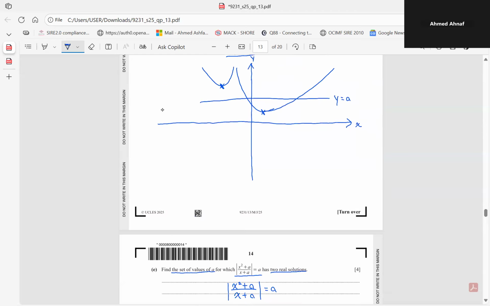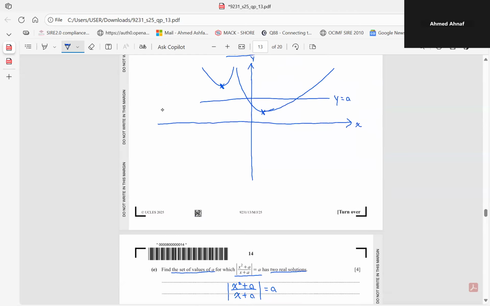So let's first solve this equation without the modulus. Then we'll find the solutions for this branch in here above the x-axis in the original curve without the modulus. Okay. So this x squared plus a equals to ax plus a squared. Okay, so this would just be x squared minus ax plus a squared minus a equals to 0.